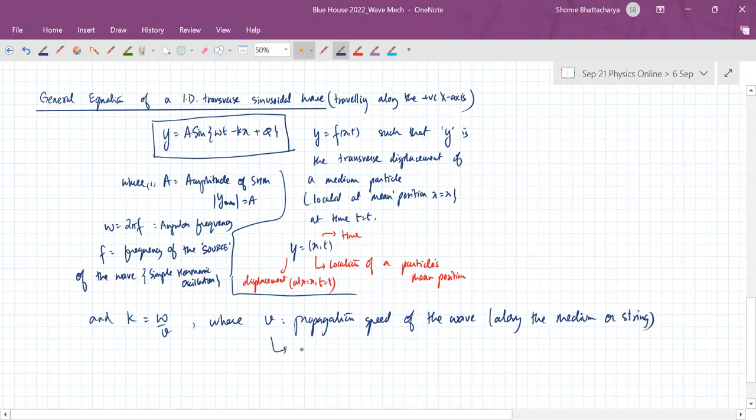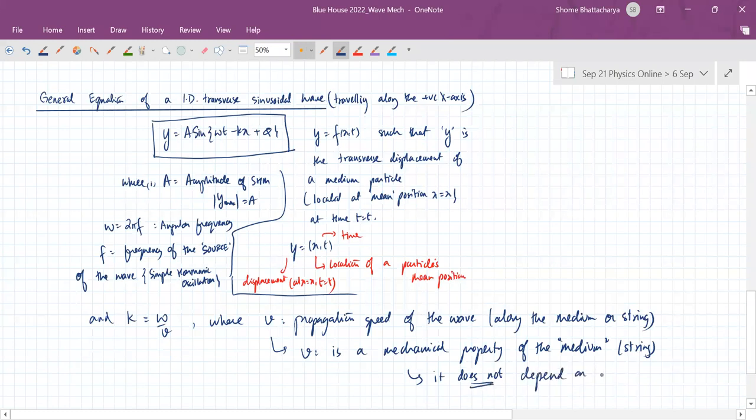So the important thing here is that v is a mechanical property of the medium, which in this case is the string. It does not depend on the source of the wave. It depends on the medium. So in the case of the string, it actually depends on the tension and the linear mass density. Later we will see that there's a formula by which we can relate the propagation speed v with these two things, the tension in the string and the linear mass density.